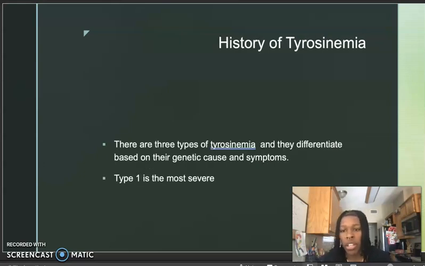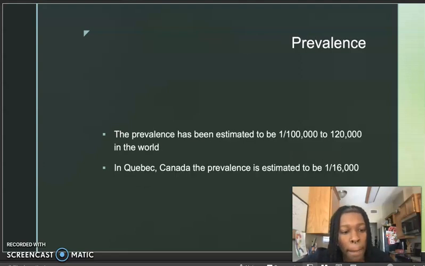To give a little bit of history of tyrosinemia, there are 3 types, and they differentiate based on their genetic cause and symptoms. Type 1 is the most severe. Its prevalence has been estimated to be 1 in 100,000 to 120,000 in the world. It's a little different in Quebec, Canada. Quebec says that its estimated prevalence is 1 in every 16,000.